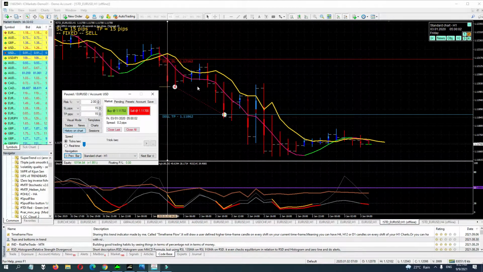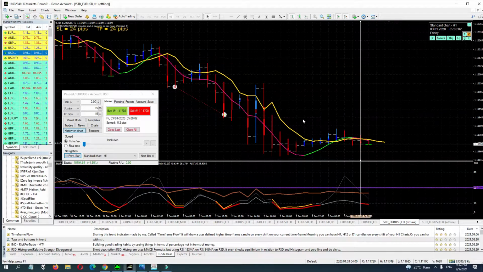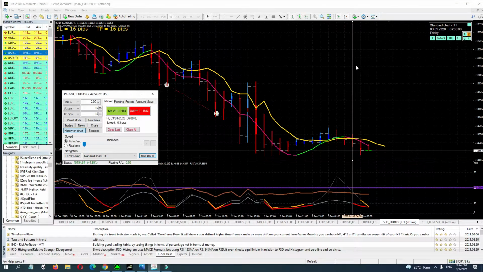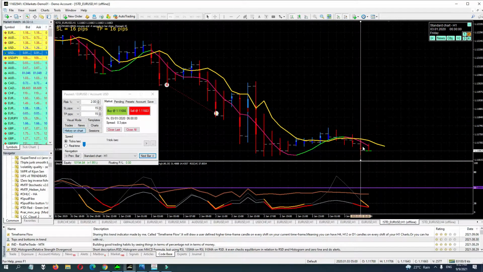Okay, so I think it crossed. Not yet, I think. Okay, here it crossed down again. Candle is red, and all the lines are below 50, so you enter. Okay, see here.